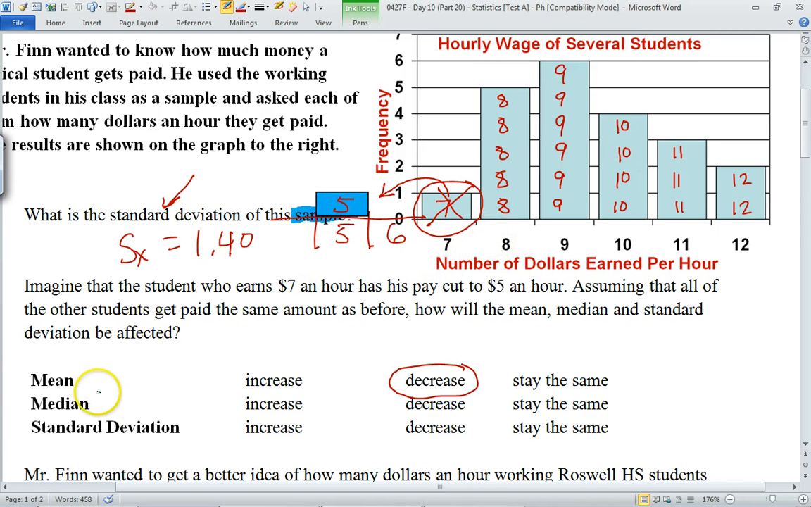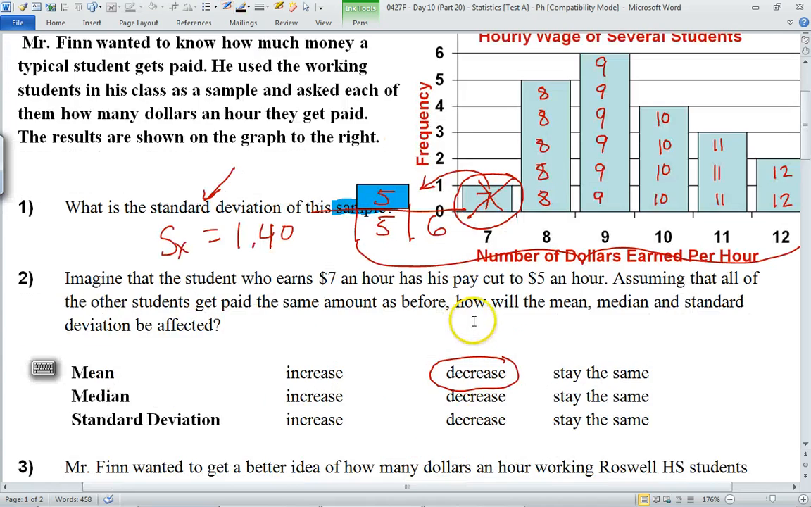Now, the standard deviation is supposed to tell you how spread apart the data is, or how close together the data is. So if the data is more spread out, that's going to be a higher standard deviation. If the data is closer together, that will be a lower standard deviation. So in this case, what's going to happen to the standard deviation?